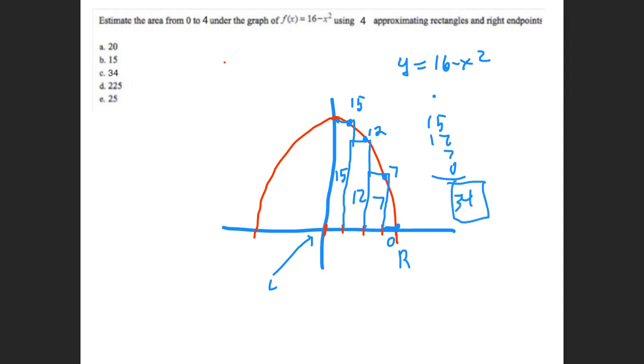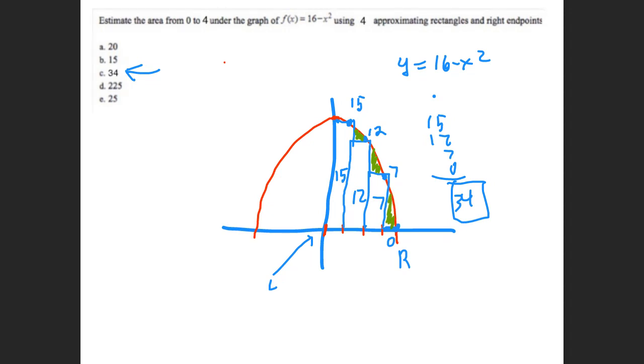That should be my answer. Now, sometimes they'll ask you, is this an overestimate or an underestimate of the actual area underneath the curve? What would you say to that question? Is this an overestimate or underestimate of this curve? Under, right, because just by looking at this graph, I can see that there's area that I didn't even add up. There's a bunch of it right here.